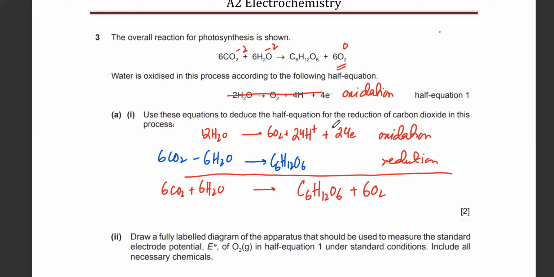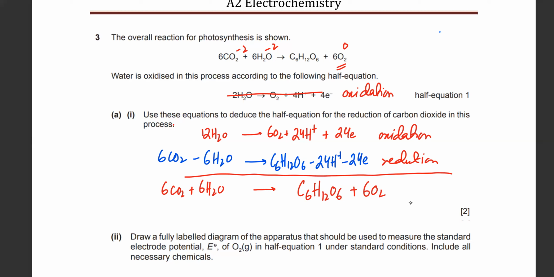And then you see this 24H plus 1, but the final equation doesn't have 24H plus 1. That means you have to subtract 24H plus. It's got 24 electrons being produced over here, plus 24 electrons. You don't see any electrons over here, so minus 24 electrons. Right. So you found your reduction equation.